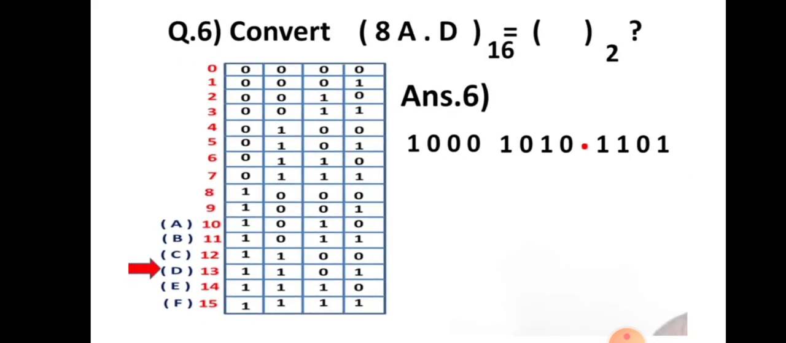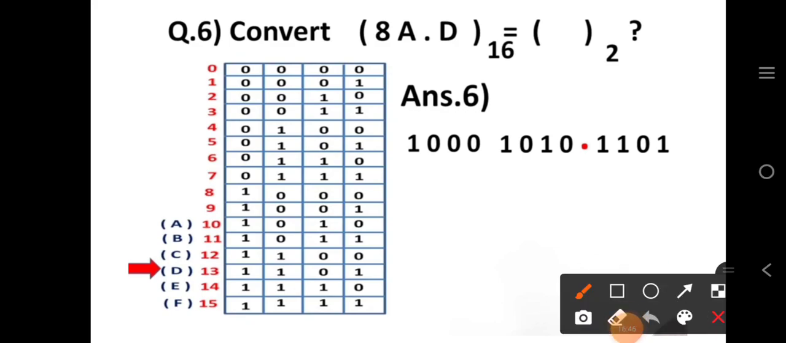So question number 6, it is 8A.D hexadecimal. We have to convert it into a binary number. We will write codes of each digit one by one. So first one is 8. What is the code for 8? It is 1000. So we will write it here, 1000. Then the second digit is A. What is the code for A? A means 10. The code for 10 is 1010. We will write it here, 1010.